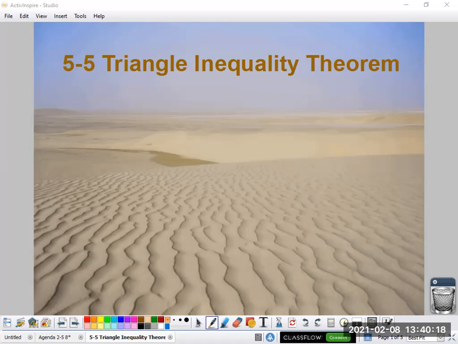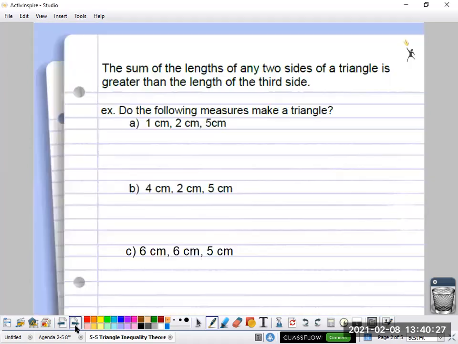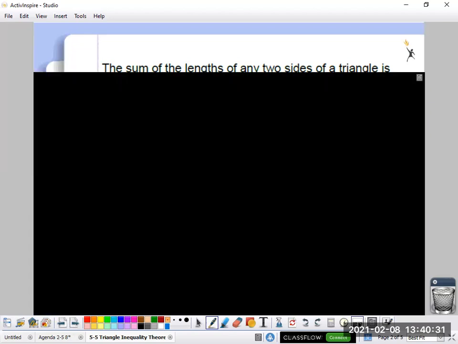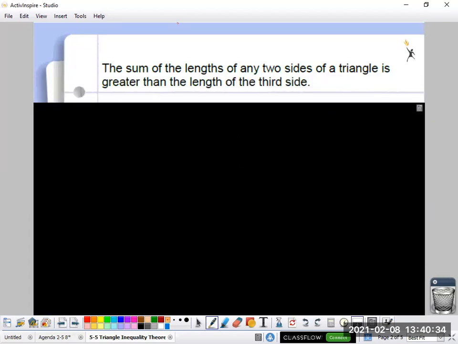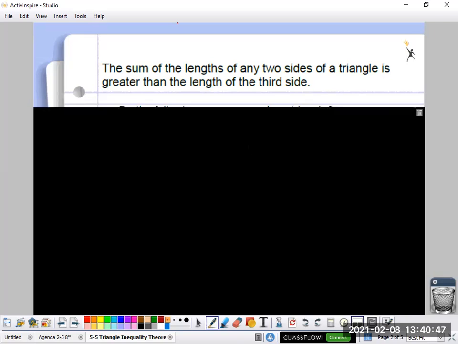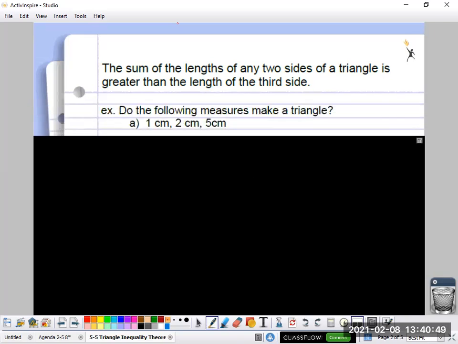5, triangle inequality theorem. We're skipping over 5-4, so don't worry about 5-4. So the triangle inequality theorem kind of goes like this. The sum of the lengths of any two sides of a triangle is greater than the length of the third side. All that means is, you take two sides, add them together, and it's going to be more than the third side. If that happens, then you've got a triangle. If it doesn't happen, you don't have a triangle.